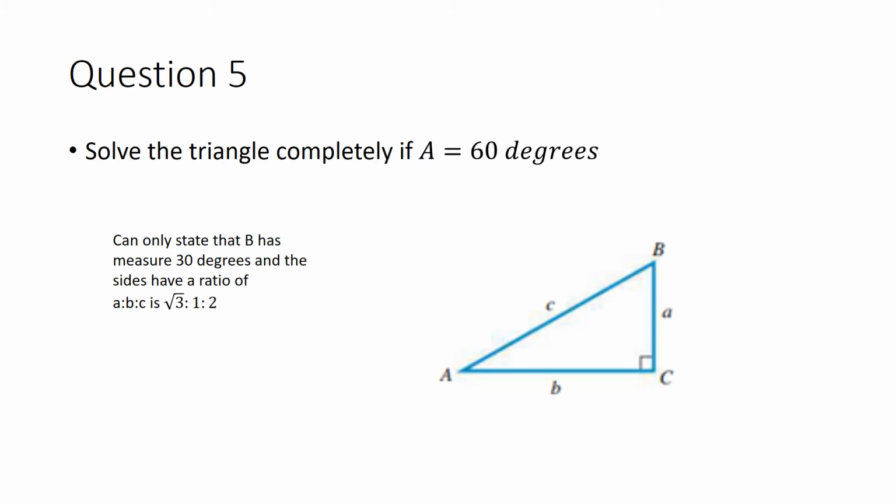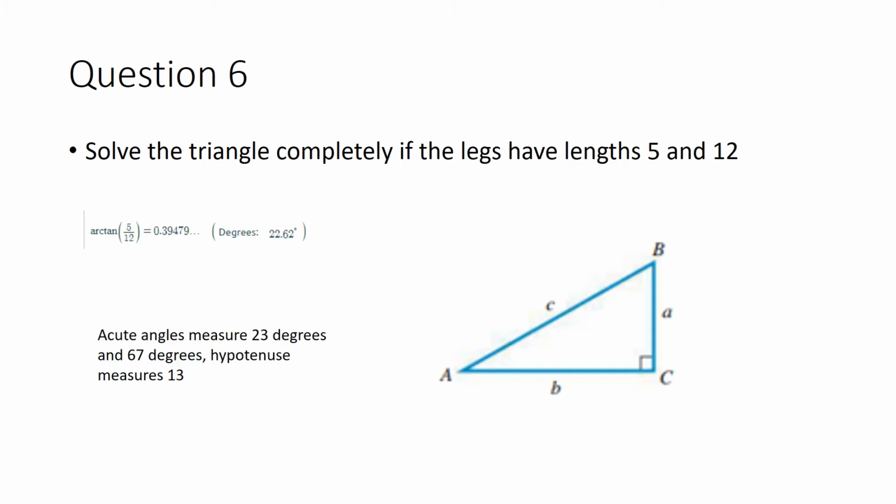Question 5 was sort of a similar one in that it was a special triangle. So we say solve this completely if A is 60 degrees. Well, if A is 60 degrees, we can only state that B measures 30 degrees. But since this is a 30, 60, 90 right triangle, we could state that the sides A, B, C are in a ratio of, in this case, the square root of 3, 1, and 2. Again, that's a special triangle. I expect you to know those ratios and be able to use this in your problem solving.